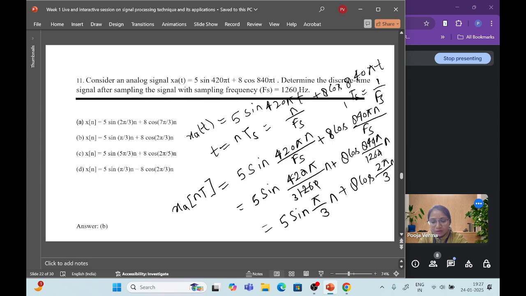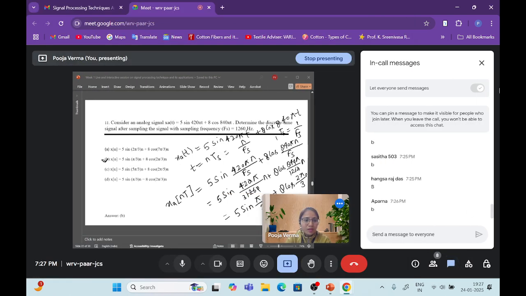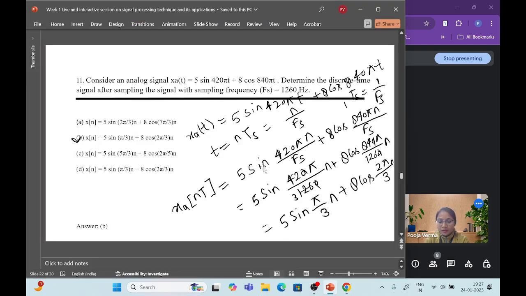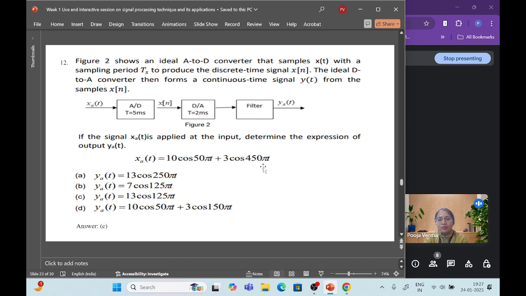If you divide it, you will get 5 sin pi by 3 n plus 8 cos 2 pi by 3 n. So which option is correct? 5 sine pi by 3 n plus 8 cos 2 pi by 3 n. So option B is the correct answer for this question. Already you have solved this question, so moving to the next question now.